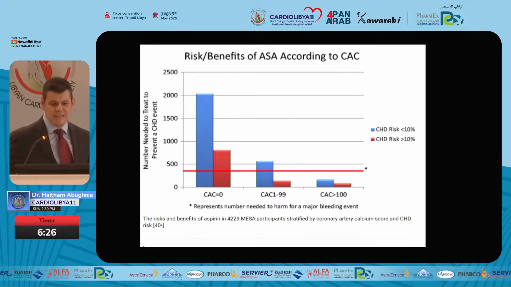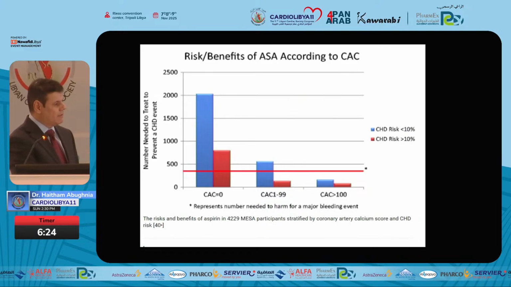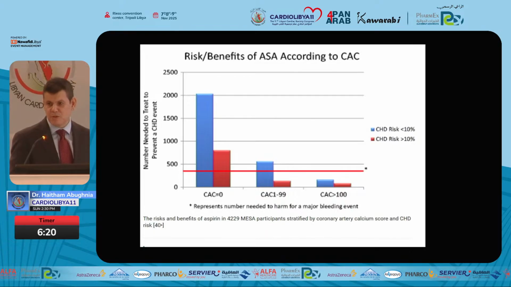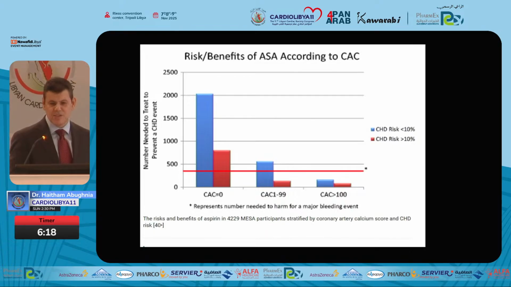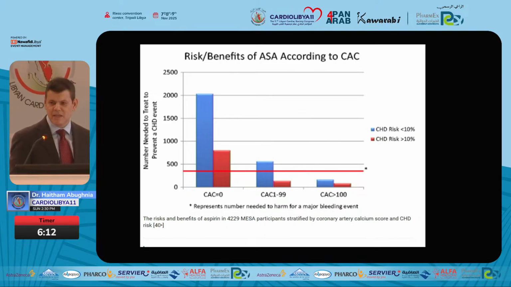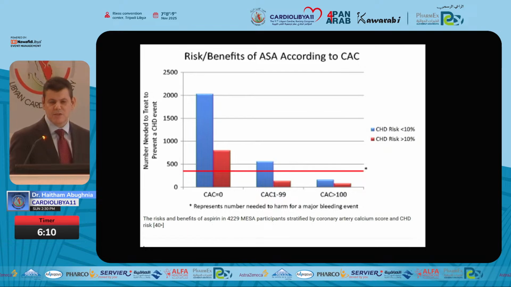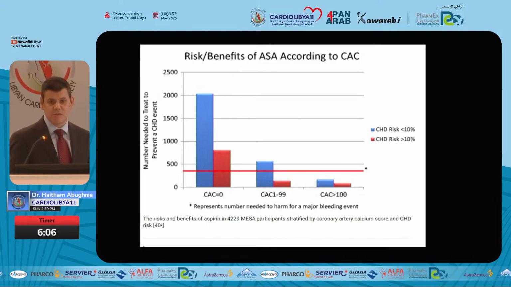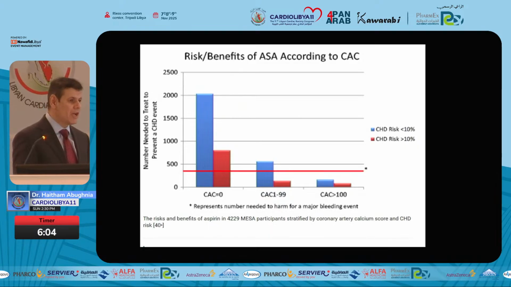So anything below the red line will show you that there will be less harm when you give them treatment. When the calcium is 0 and you use aspirin, if your patient has some bleeding, it's not easy to justify. So if you have patients with a calcium score of 0, then maybe there's no need to use aspirin. Now, here we are talking about primary prevention.